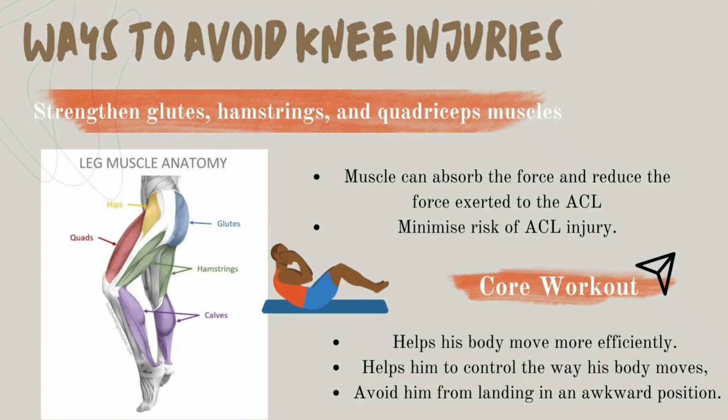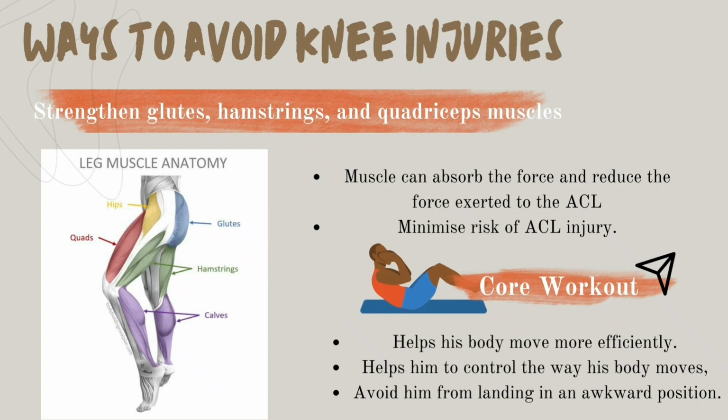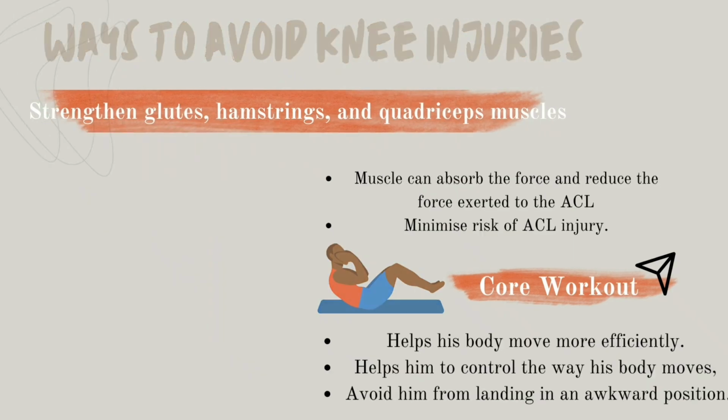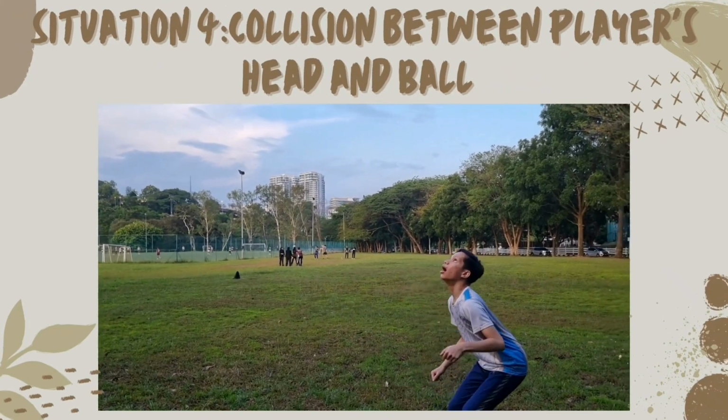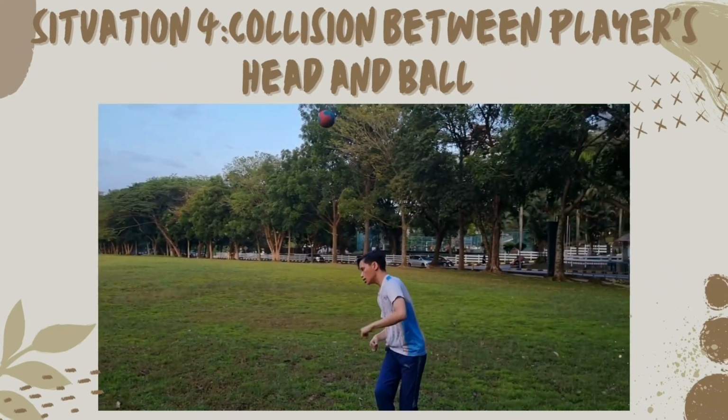To avoid knee injuries, one should strengthen glutes, hamstring and quadriceps muscles because these muscles can help to absorb the force and reduce the force exerted on the ACL. One should also do core workouts to help the body move efficiently, hence avoid the player from landing in an awkward position. Situation 4. Collision between player's head and ball.